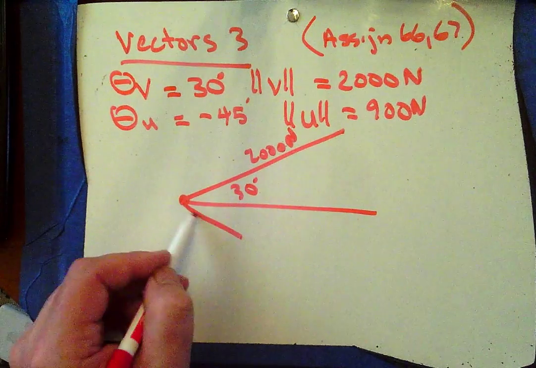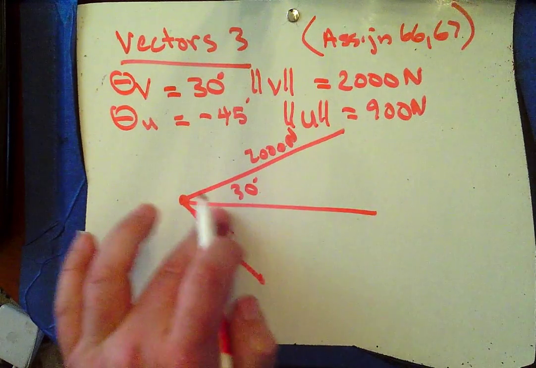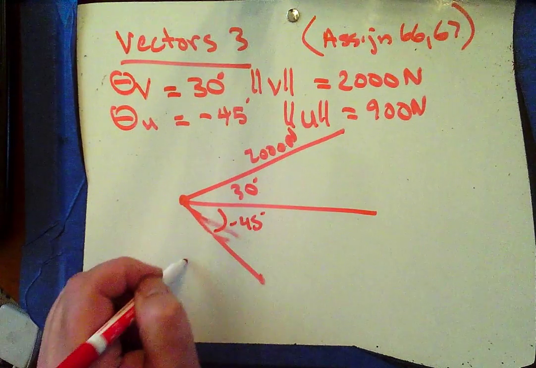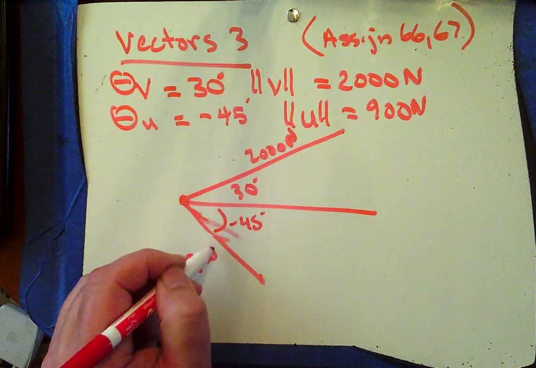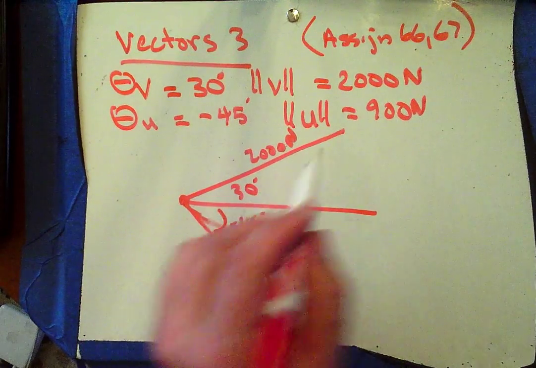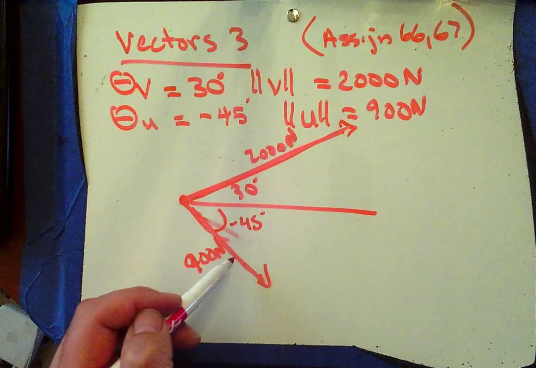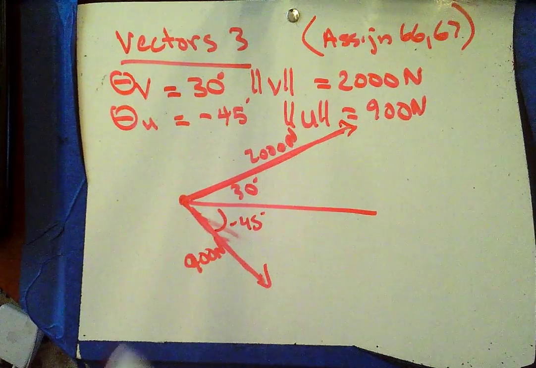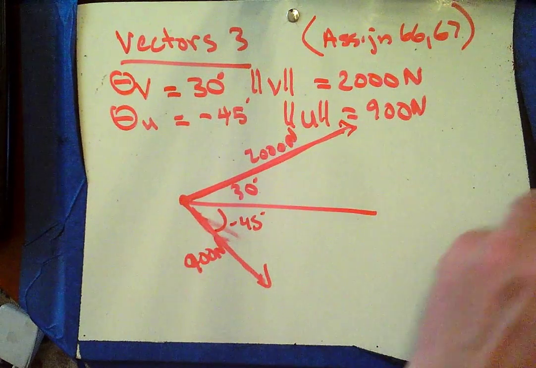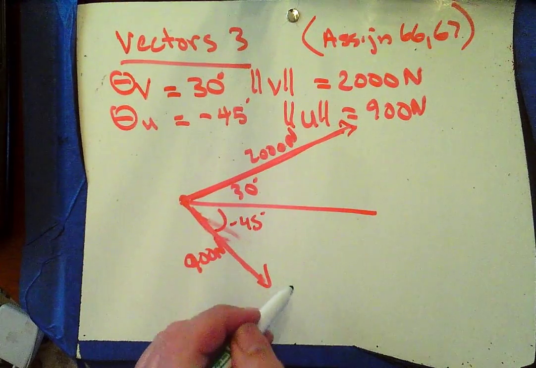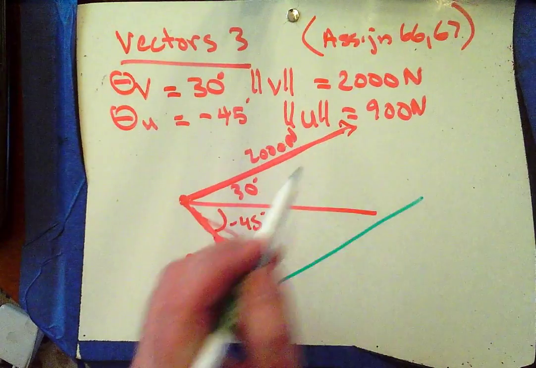we've got Earth. Negative 45 degrees, but 900 newtons in this direction. So much more in this direction than this direction. And we want to know what's the result of these two forces acting on this one object. And the answer is we just add the vectors together.